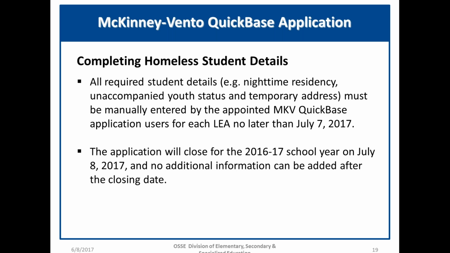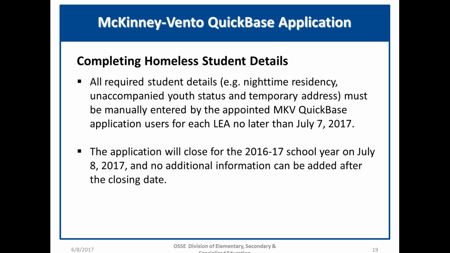So once you've completed everything, what we're asking is that all the student details are completed by July 7th. Ultimately, the system will be taken down on July 8th, and no additional information can be added after that closing date. We reboot the system, everything is cleared out, and then it starts fresh for the new school year. So one of the things that I always encourage people to do is to go ahead and print out any student data that you feel like you may need for the new school year so that you can have that information available.